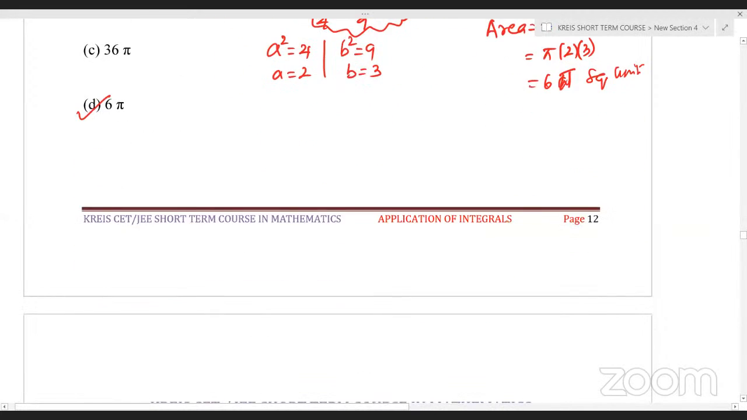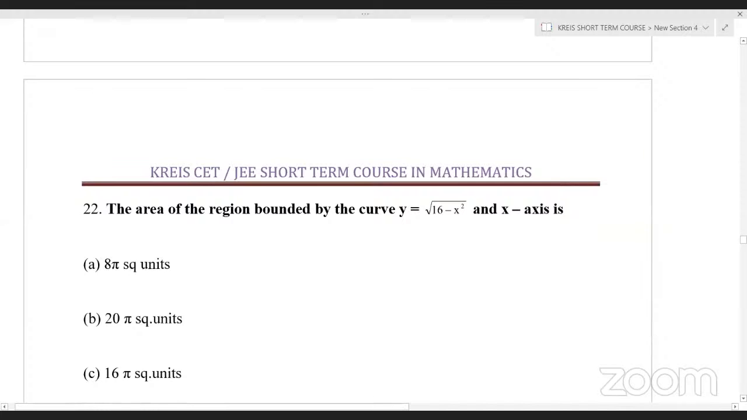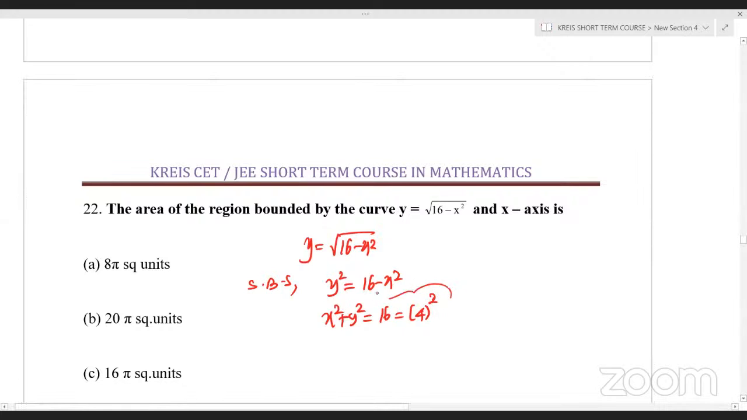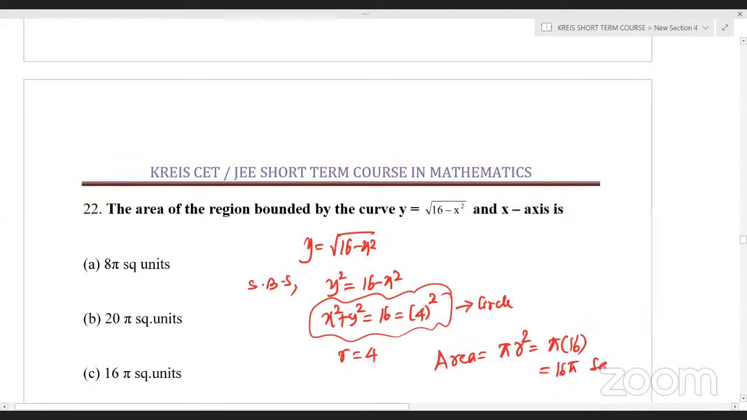Let's see what the 22nd question is. Area of the region bounded by the curve y is equal to square root of 16 minus x square and the x-axis. We will square on both sides, which becomes y squared is equal to 16 minus x square, which is x square plus y squared is equal to 16, which you can write as 4 square, right? So now you can make out it is nothing but a circle. Radius is going to be 4. So now required area is going to be pi r square. It is pi into 16, which is going to be 16 pi square units. So the correct answer is option C.